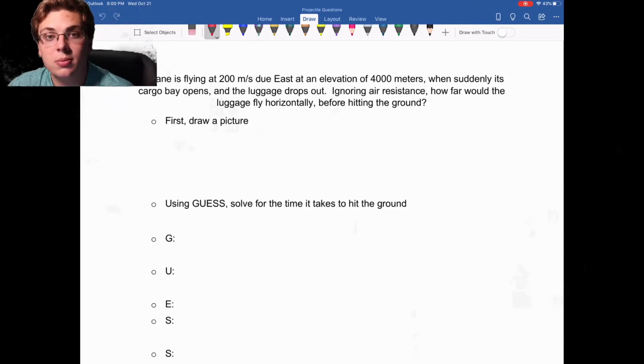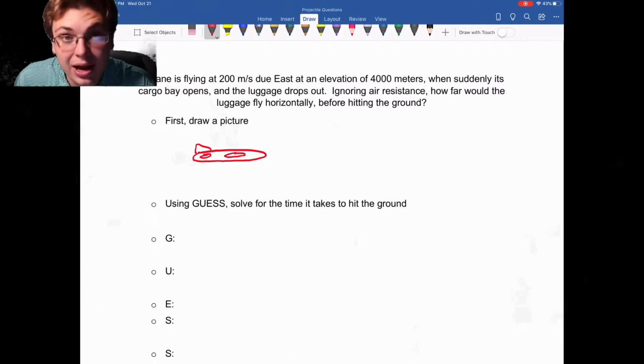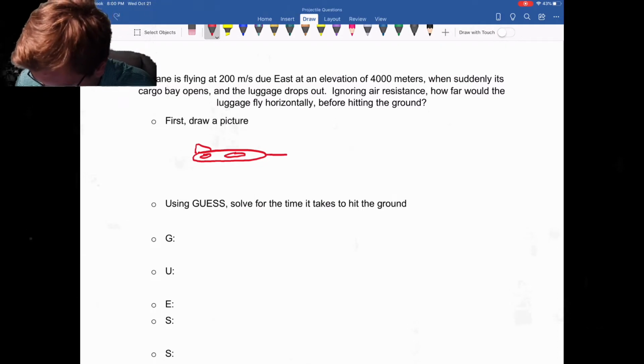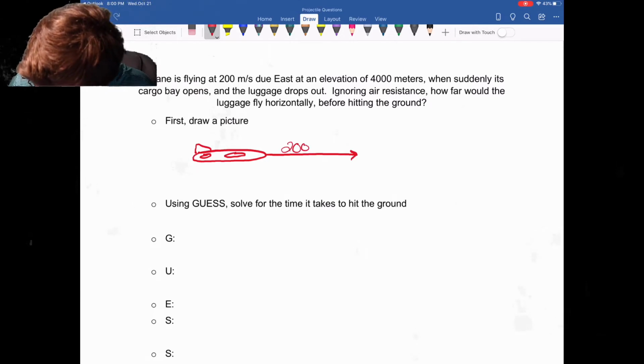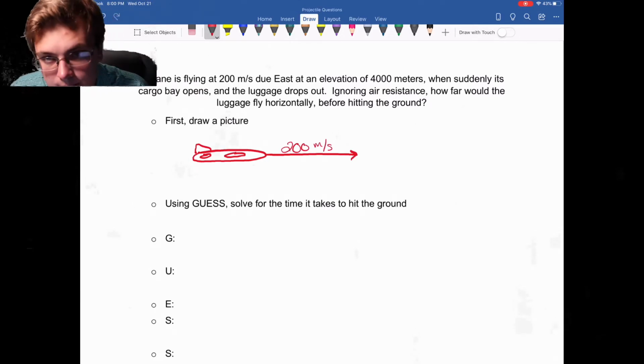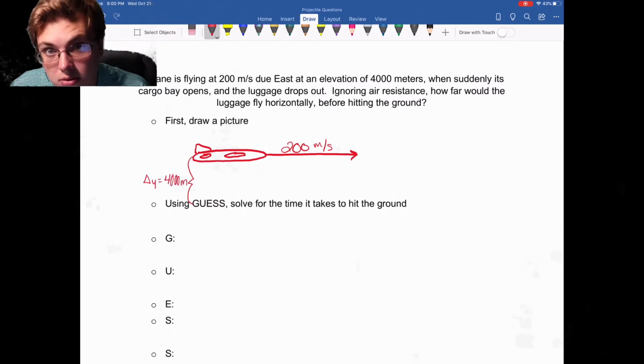So when we're doing these problems, we're going to start first by drawing a picture. So I'm just going to draw a quick plane right here. And our plane is flying due east at 200 meters per second. Now its elevation off the ground, our change in y, is 4,000 meters.